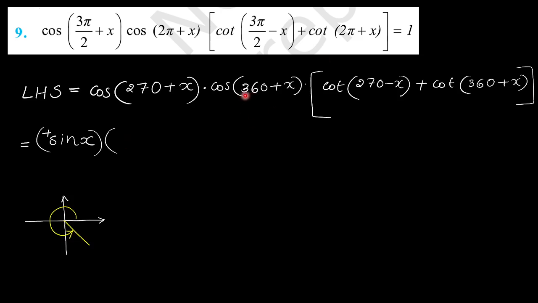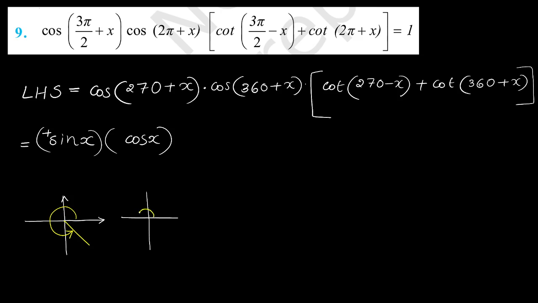But remember, if the starting angle is 180 or 360, there is no change in the trigonometric ratio. That also we studied. The same trigonometric ratio is to be copied. Then write the last angle x. But still I don't know whether it is plus cos or minus cos. 360 plus x lies in which quadrant? Anybody?